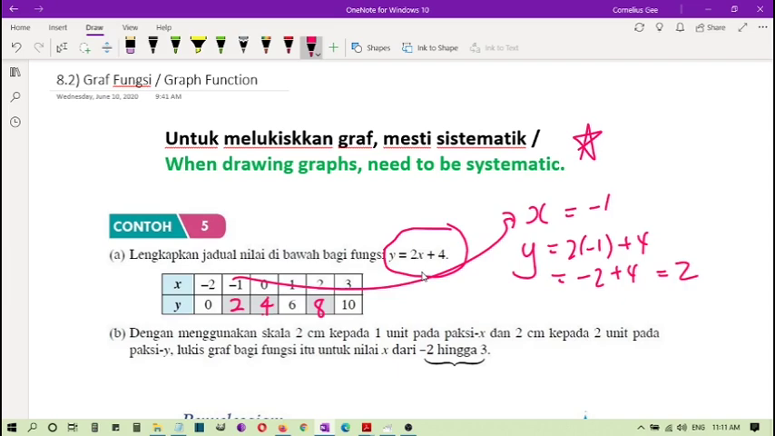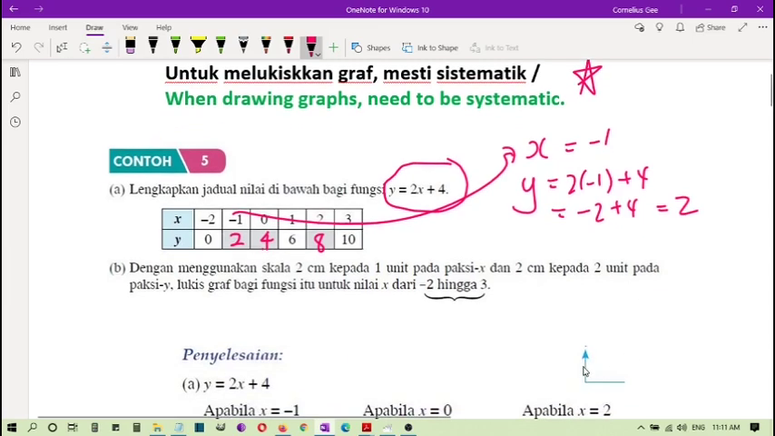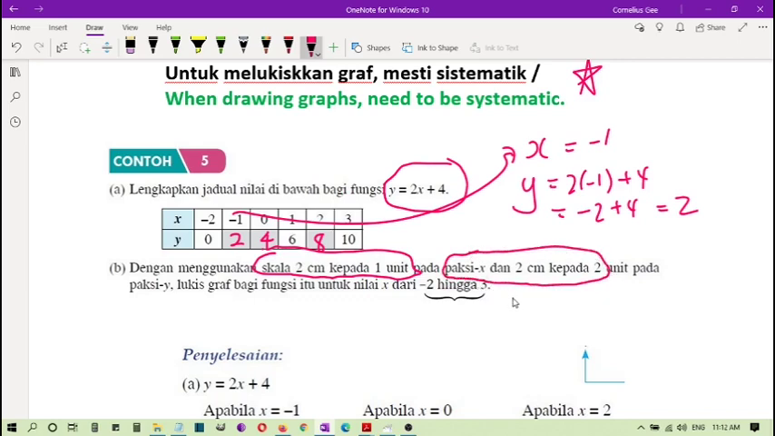The table must be done correctly. And after that, you also need to know what the scale is, the scale is 2 cm to 1 unit. What does that mean? I will show you. Then on the y-axis it is 2 cm to 2 units. Remember. So on the x-axis it is 2 cm to 1 unit. Sorry, this is the x-axis. The x-axis is 2 cm to 1 unit. The y-axis is 2 cm to 2 units.